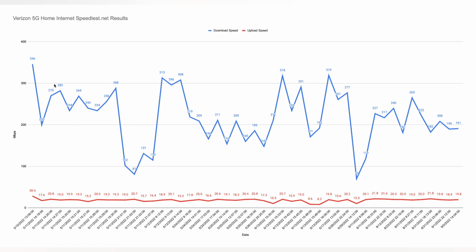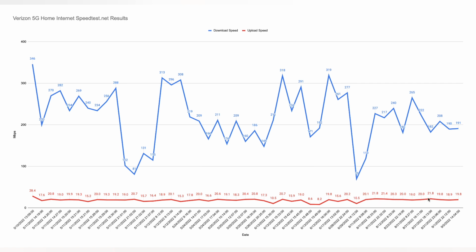These speeds were done right at the start when I first got it. I had it positioned right by a window, and that's why it was performing really, really well. More recently, here on the right-hand side, I've moved it away from the window and put it in a more convenient location. It's not quite as fast, but it's pretty much always over 200 or around that download.